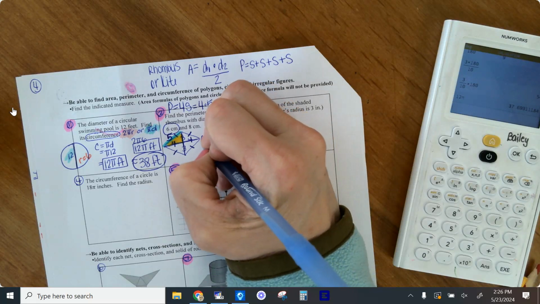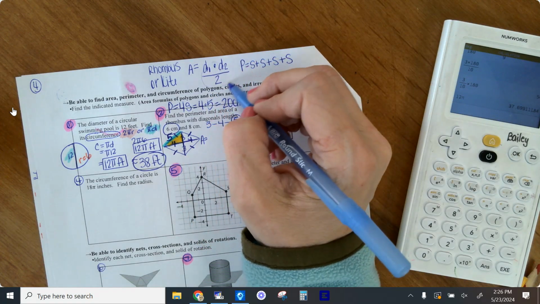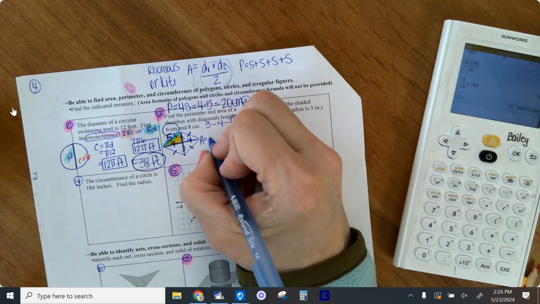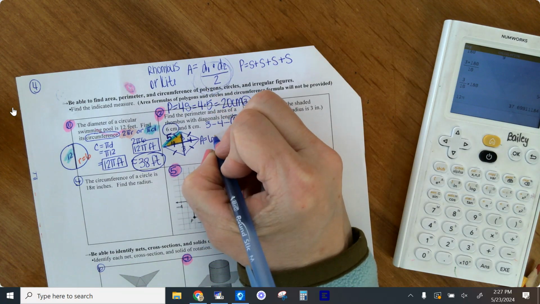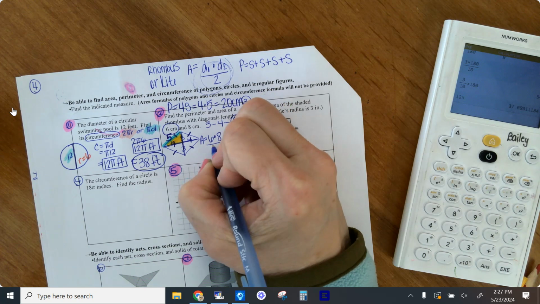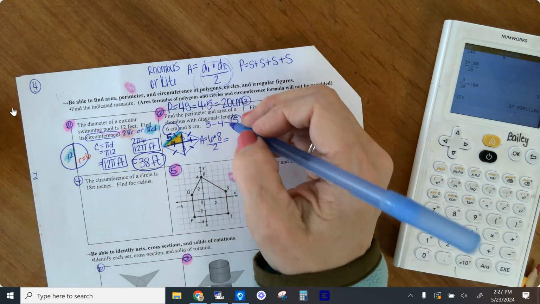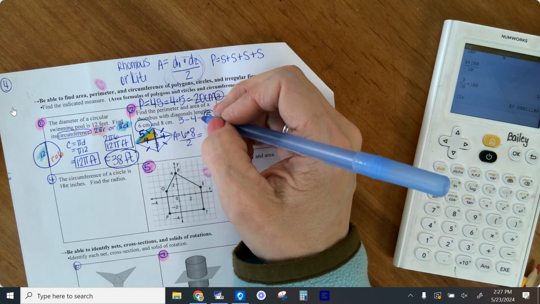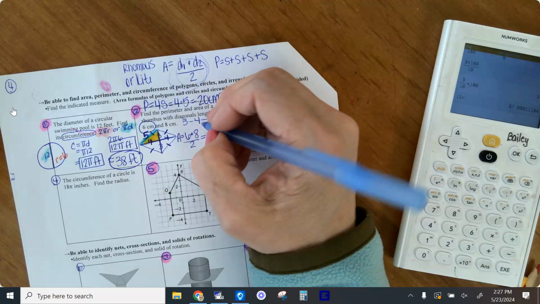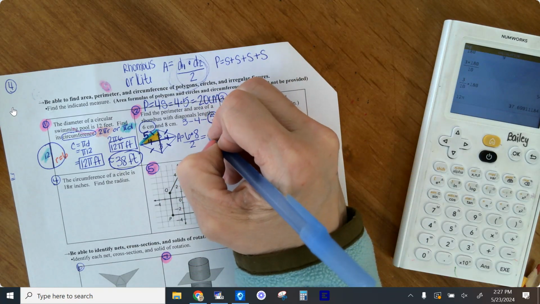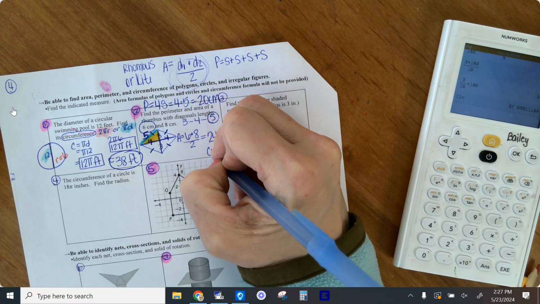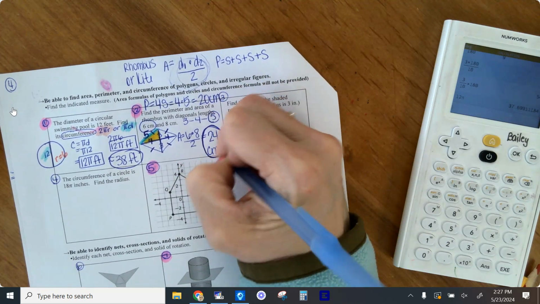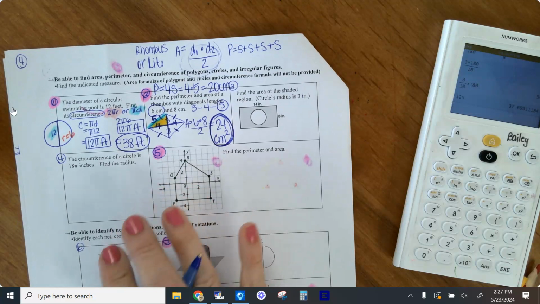And then your area up here, remember our area formula is D1 times D2 divided by 2. So we're going to have a 6 times an 8 divided by 2. 6 times 8 is 48. Okay, 48 divided by 2, 24. So 24 meters squared. So now we found our perimeter and we found our area.